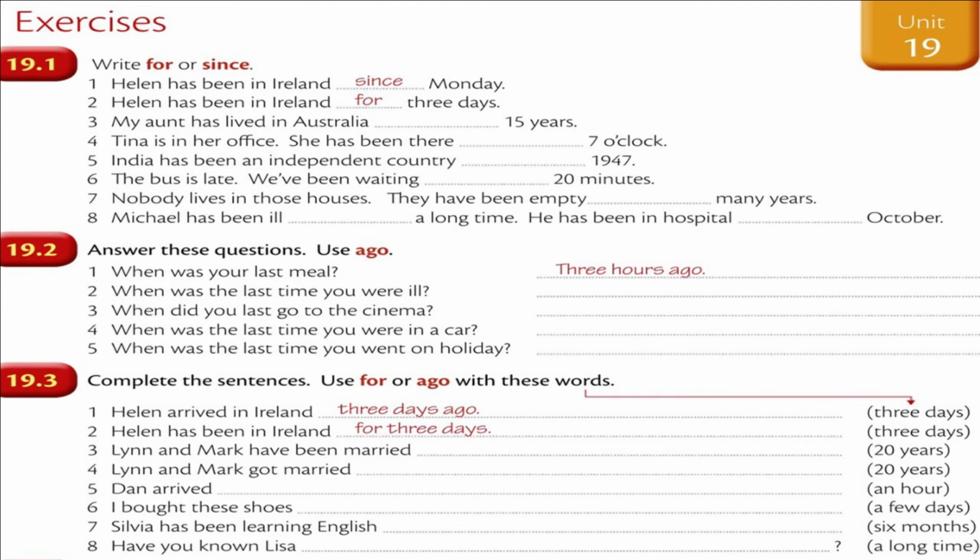Number 7. Sylvia has been learning English for 6 months. Here, for is being used with present perfect continuous. Number 8. Have you known Lisa for a long time? Here, for is being used with present perfect.